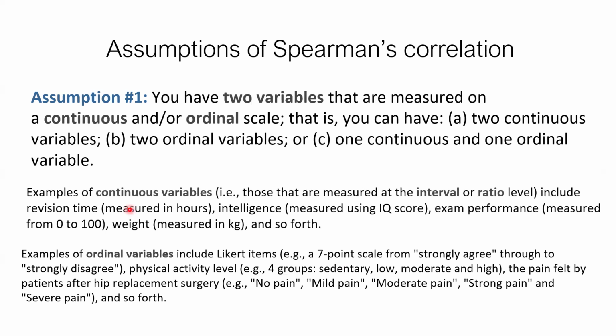And here, examples of continuous variables are those that are measured in the interval or in the ratio level. And ordinal variables would include, let's say, Likert items. Or let's say, for example, physical activity level. Right. And the pain felt by patients after hip replacement surgery that are categorized as no pain, mild pain, moderate pain, strong pain, and severe pain, so on and so forth. So these are examples of those types of variables for the first assumption that we have.